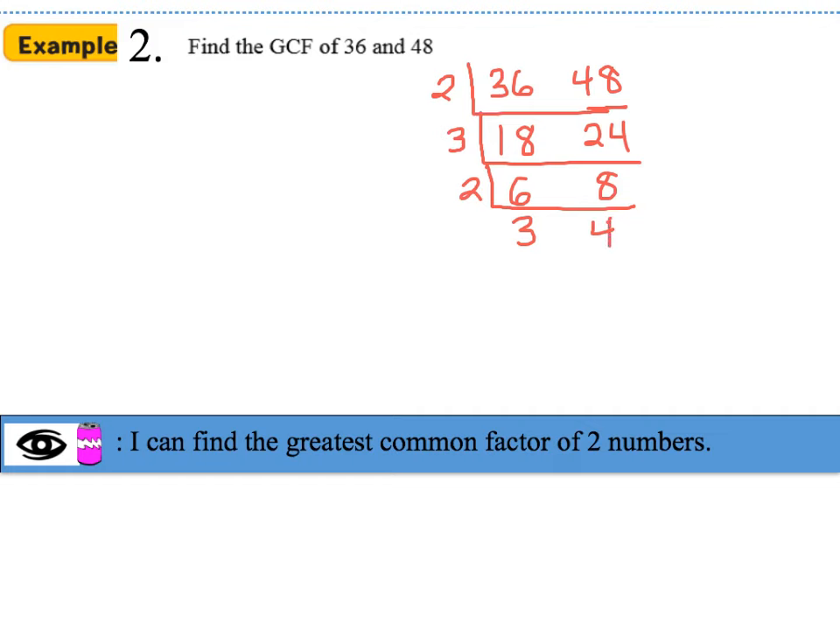So now let's ask ourselves, what number goes into 3 and 4 evenly? And the only number that I can think of is 1. So 1 goes into 3 3 times, and 1 goes into 4 4 times. Now if you look at it, we've got a 1 on the left-hand side, and we've pretty much completed our ladder, because the end goal was to get a 1 on the bottom.